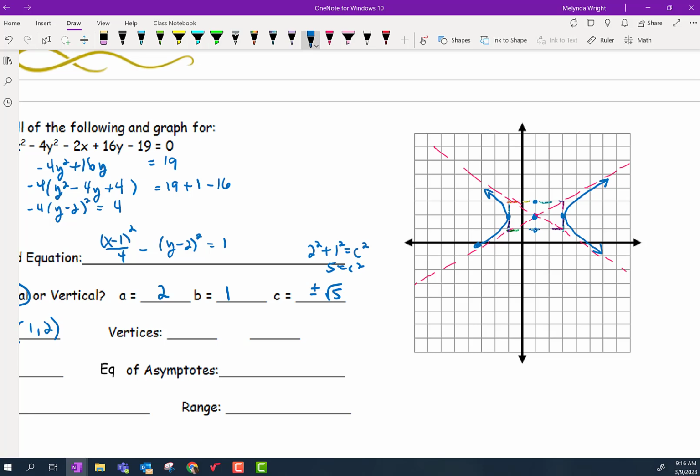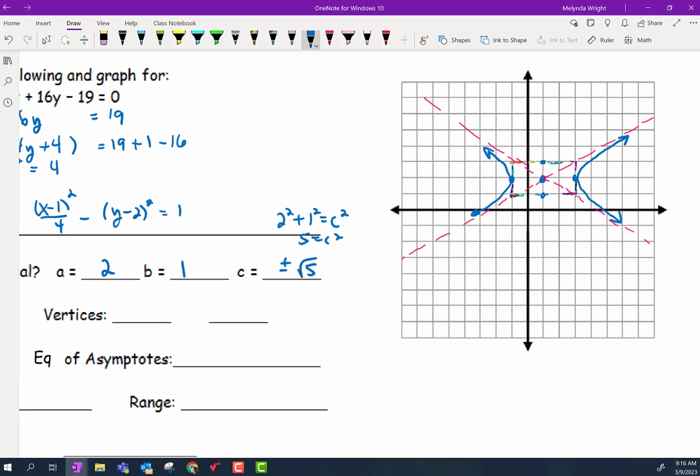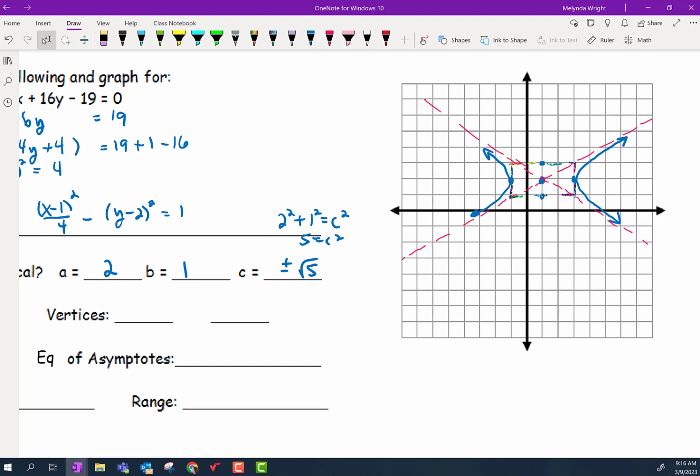Okay, we've got it graphed. Now we just need to write down our parts. So our vertices, that's these points right here where the hyperbola piece is sitting. So that would be 3, 2 and negative 1, 2. Those are the vertices of my hyperbolas.